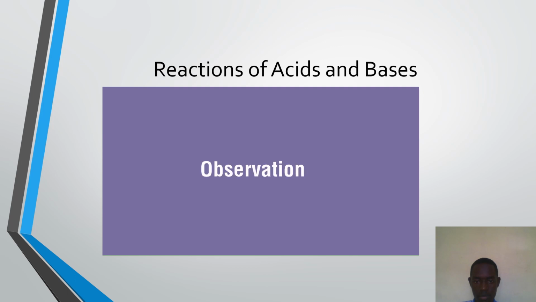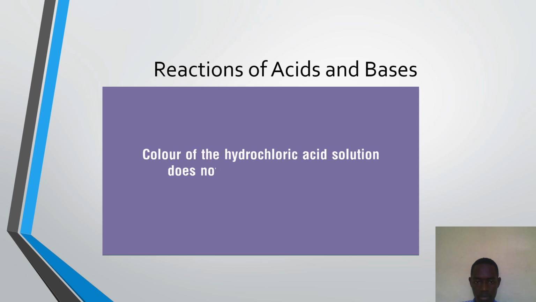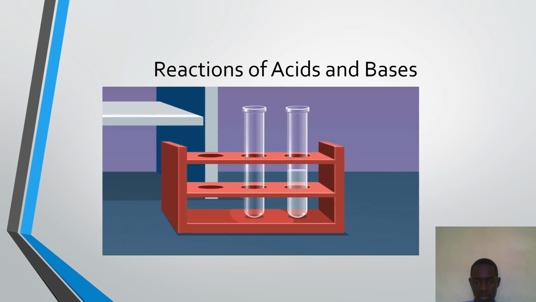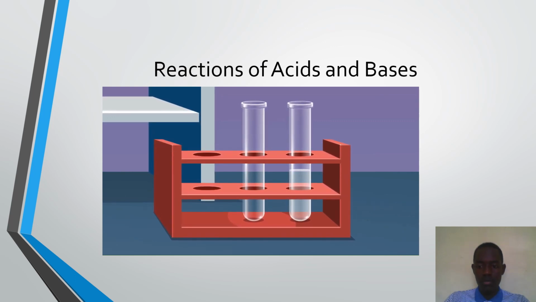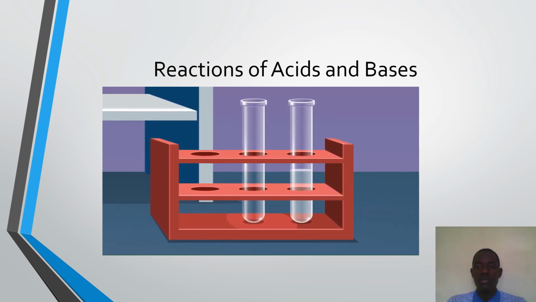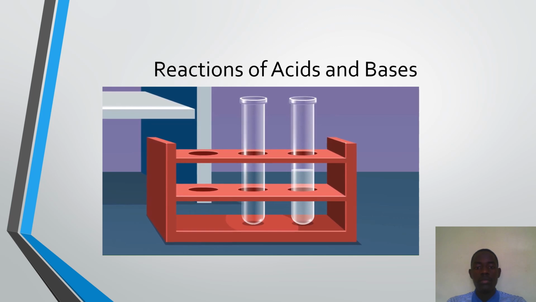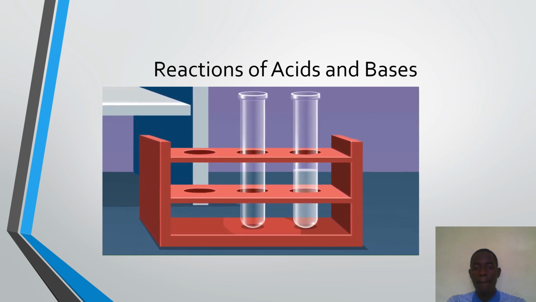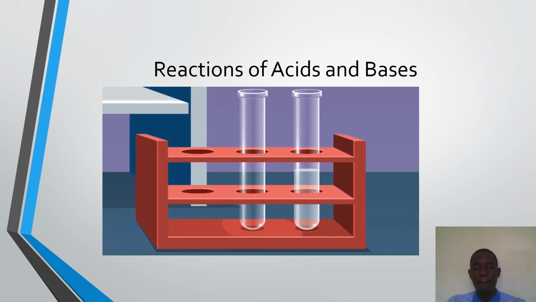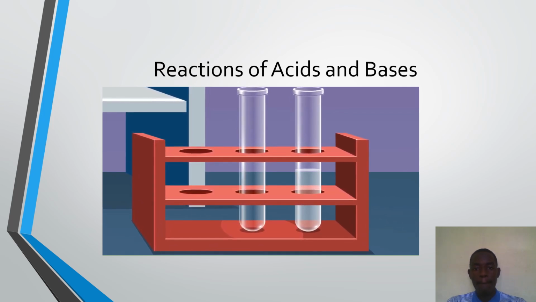What do we observe? We observe that the color of the hydrochloric acid solution does not change on addition of phenolphthalein indicator. Phenolphthalein is a weak acid that, despite its pink ion, is colorless in solution. When hydrogen ions H+ as in an acid are introduced to the pink solution, the equilibrium shifts and the solution becomes colorless.